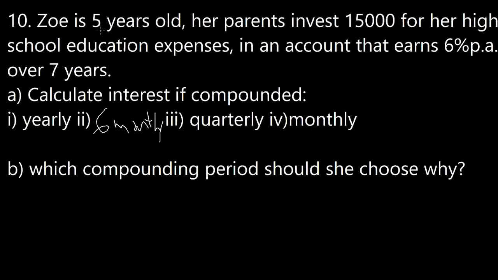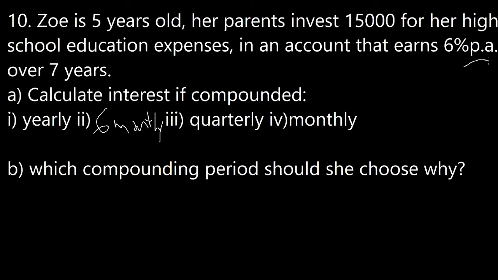Okay, so question 10. Zoe is 5 years old. Her parents invest $15,000 for her high school education expenses in an account that earns 6% per annum over 7 years. Calculate the interest if compounded yearly, every 6 months, quarterly, or monthly. And question B is which compounding period should be chosen and why?